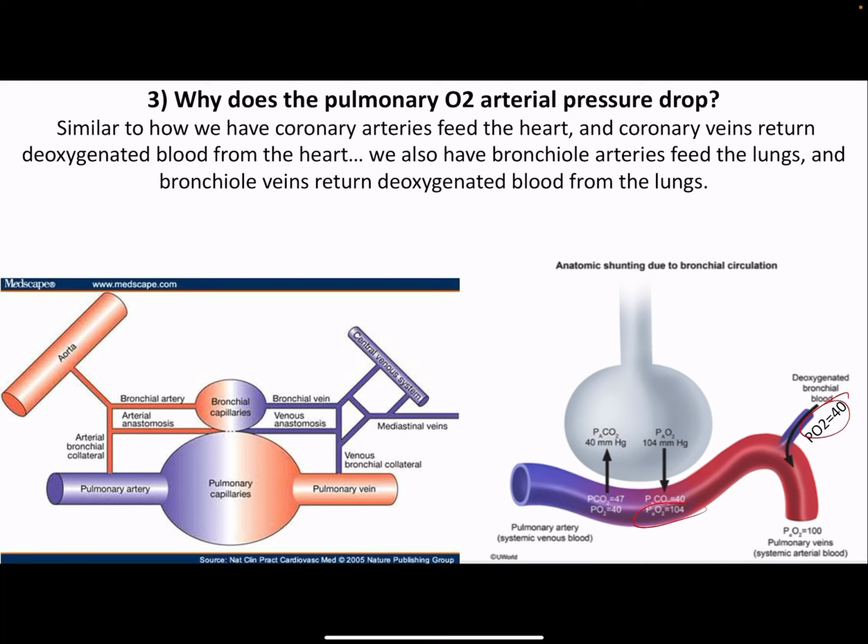So if this is 104 in the pulmonary capillary, and now here we're coming into the pulmonary vein, the pulmonary vein is oxygen rich. The bronchial vein is oxygen poor because this is like a normal vein, and this is like our one weird pulmonary vein that's oxygenated. And they're going to mix here, and this 104 is going to drop to 100. And don't take these numbers too seriously, right? If I say 104 to 100 or 95, tomato, tomahto.